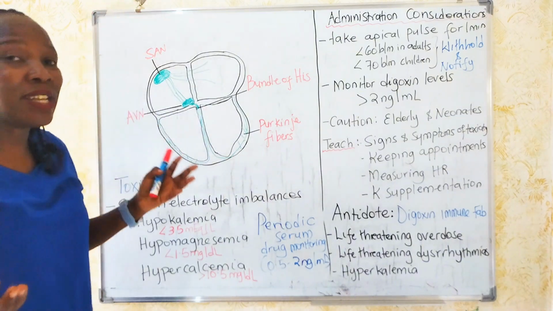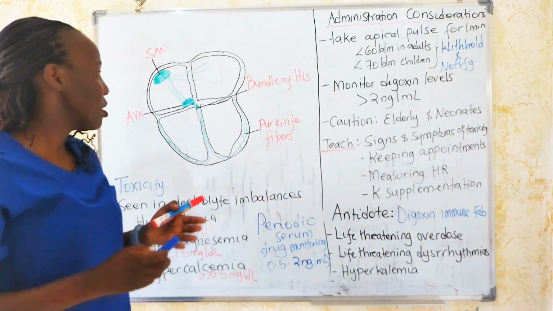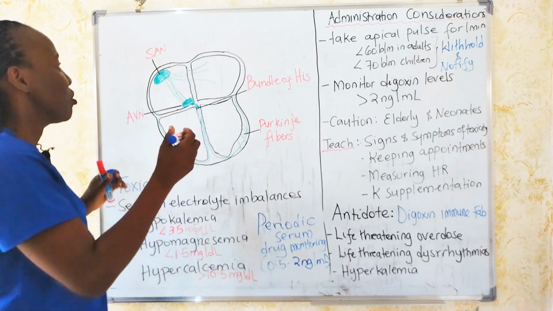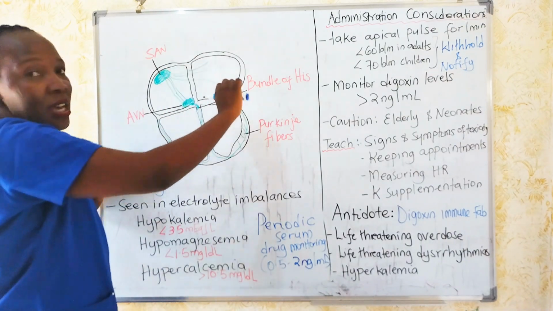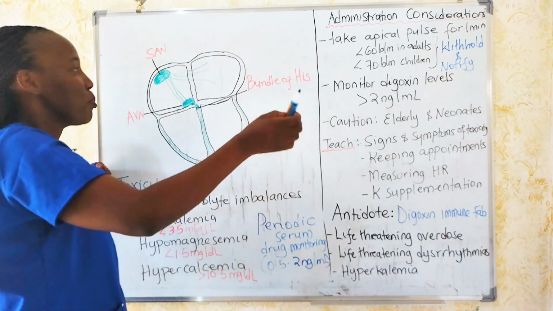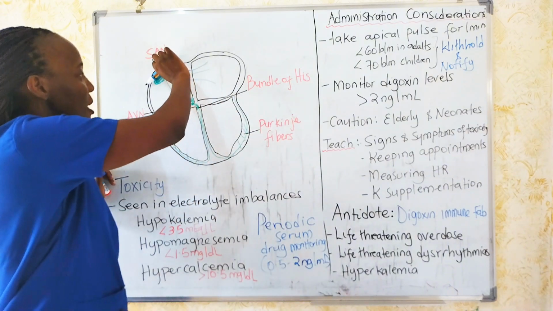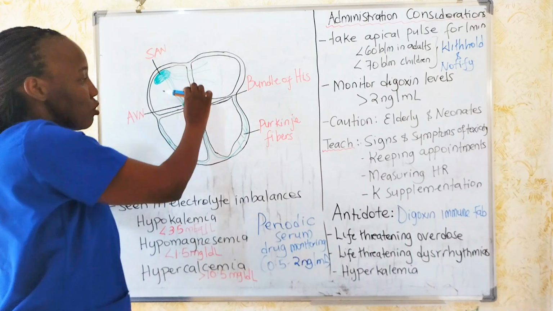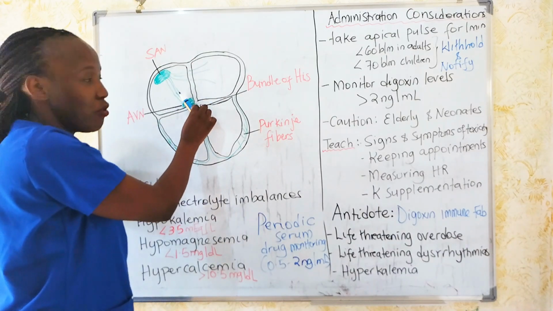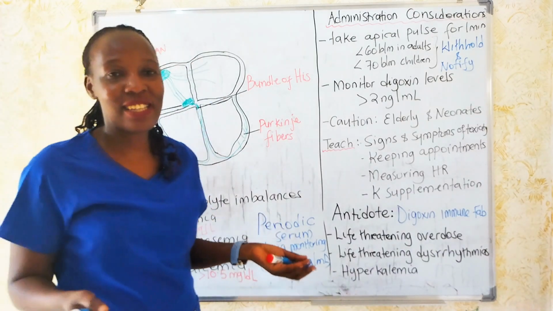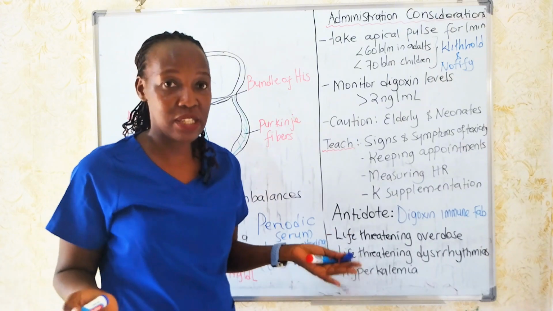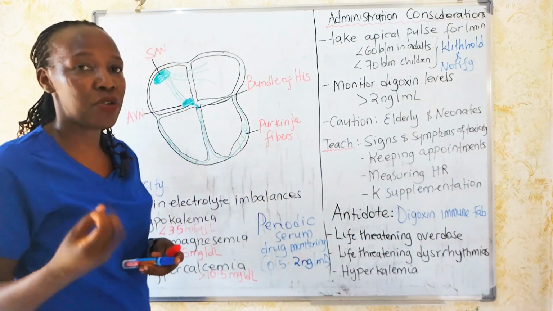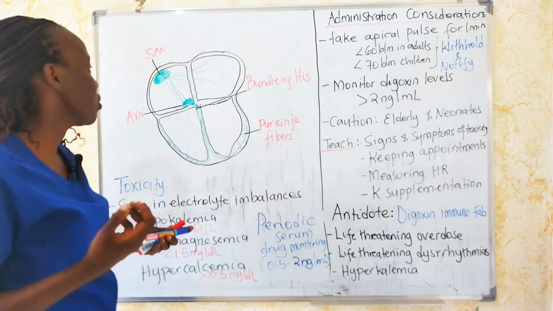Now, what does digoxin do? Digoxin is going to inhibit the sinoatrial node. It's going to slow down the velocity, or the speed, with which electrical impulses are generated and passed on from the sinoatrial node to the atrioventricular node. And that in essence is going to slow down the conduction velocity, which has the resultant effect of slowing down the rate at which the heart is going to beat.